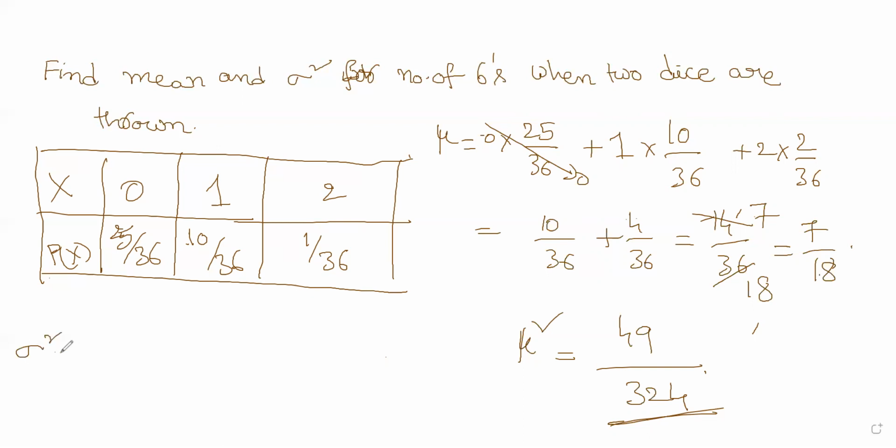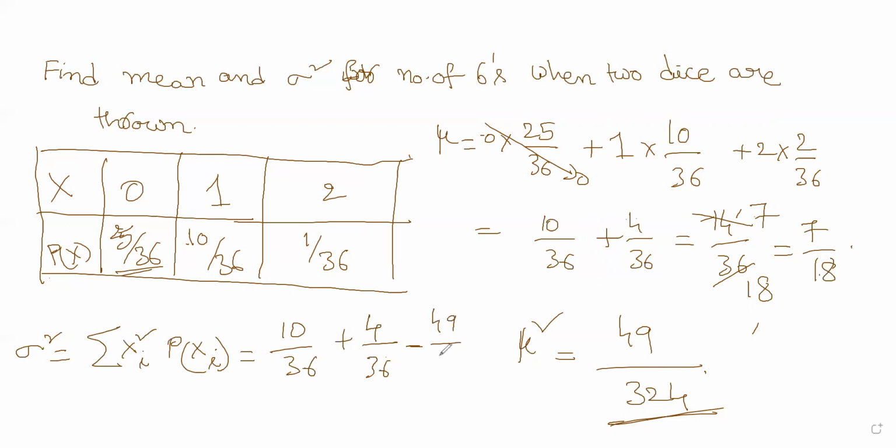Now what I have to do? Sigma square is sigma xi square p of xi minus mu square. Now the 0 square into this part will be eliminated, don't worry about that. So 1 square into 10 by 36, that is 10 by 36, plus 2 square into 1 by 36, that is 4 by 36. Minus 49 by 324. I can write this as 14 by 36 minus 49 by 324.